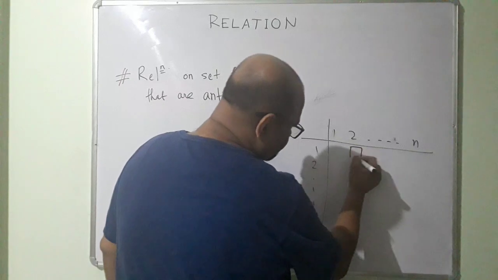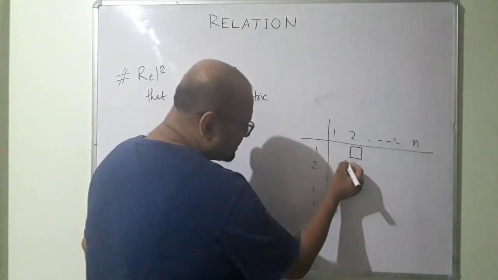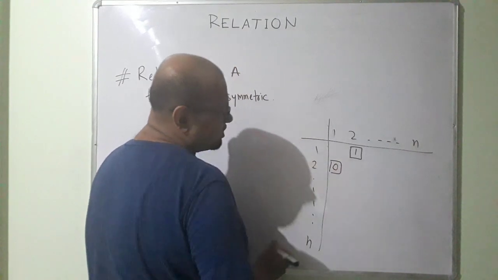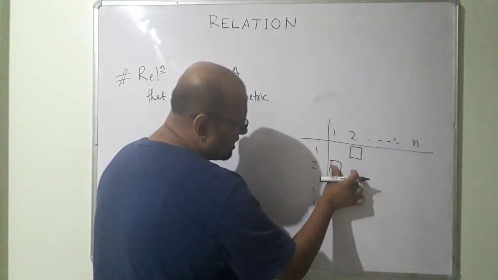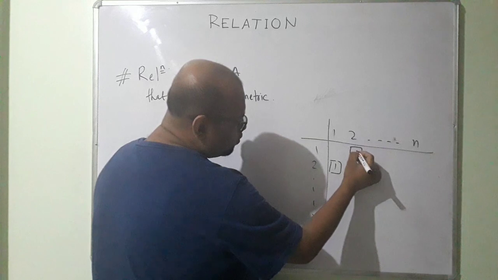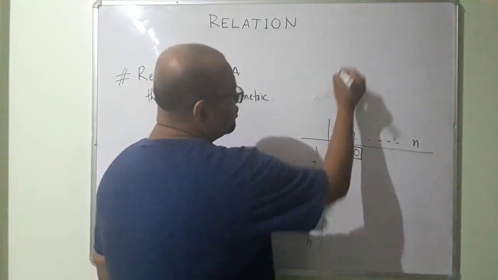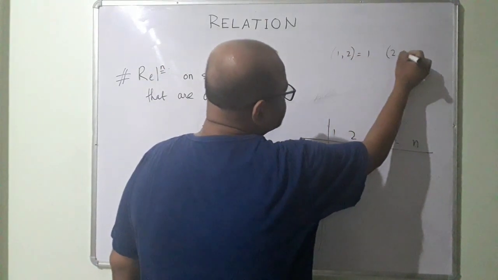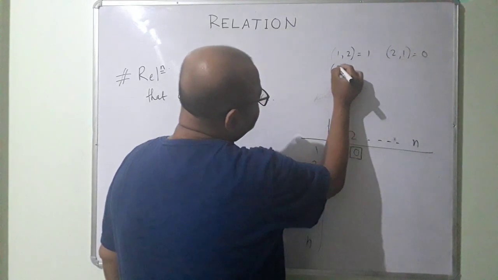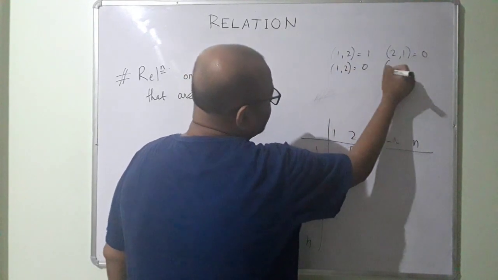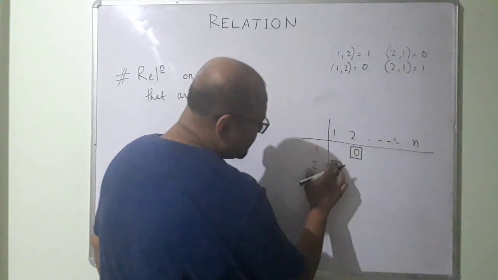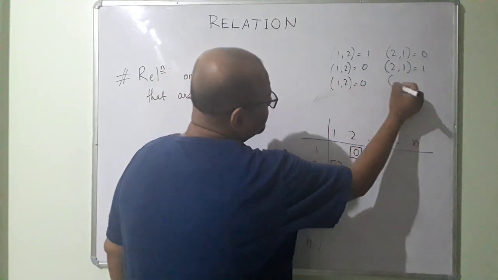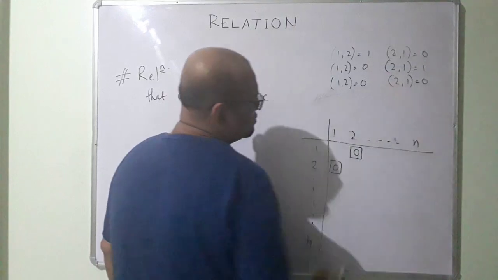Let us talk about this 2 1. If I have 1 in here, then 1 2 will have to be 0. If I have a 1 in 1 2, this 2 1 will have to be 0. So one possibility is 1 2 is equal to 1 and 2 1 is equal to 0. Another possibility is 1 2 is equal to 0 and 2 1 is equal to 1. Third possibility is both of them can be 0.